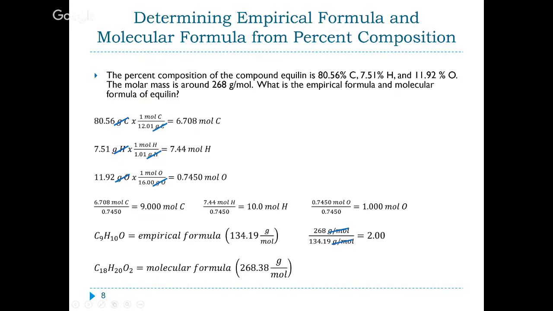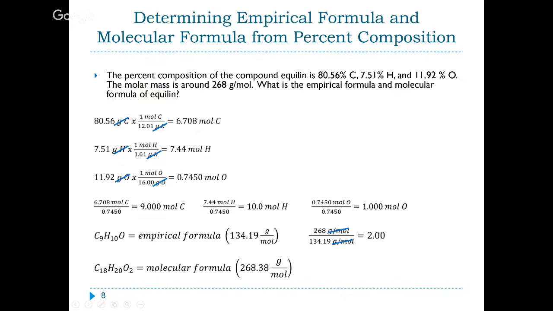Now I look for my smallest number. Here's my smallest number, so I divide that into each of my other values. So 6.708 divided by 0.7450 gives me 9.000 moles of carbon. 7.44 moles of hydrogen divided by 0.7450 equals 10.0 moles of hydrogen. And then any number divided by itself is 1, so I have 1.000 moles of oxygen.